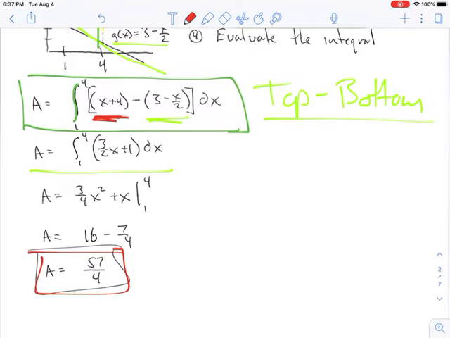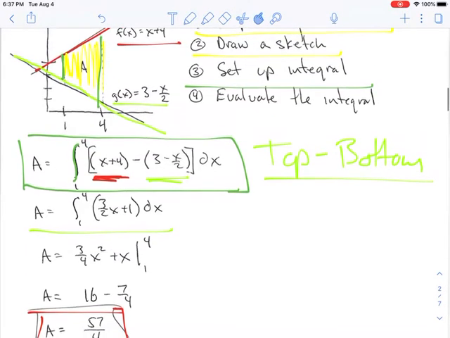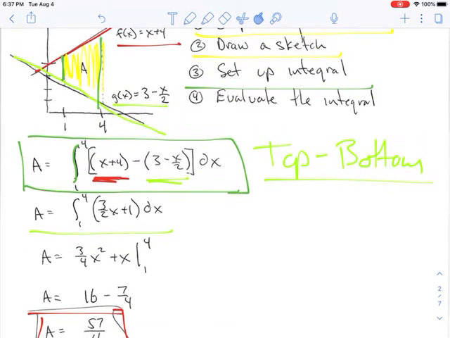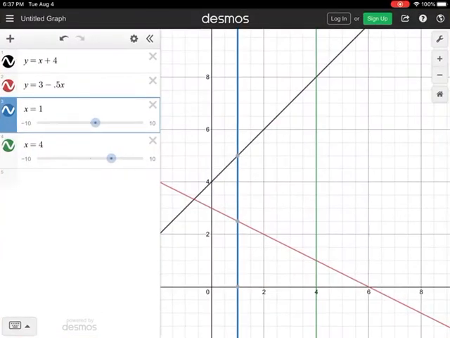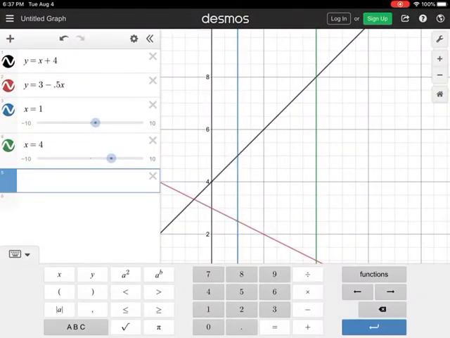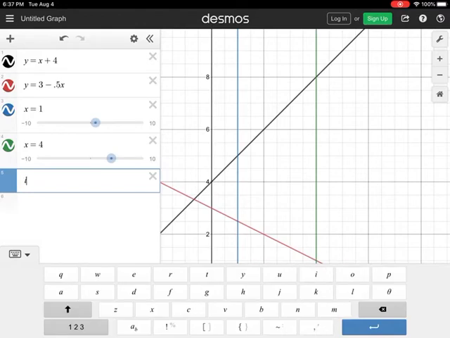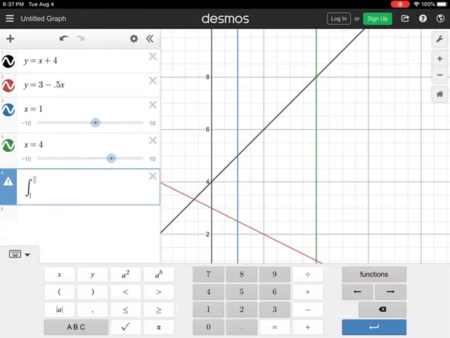Now I'm going to show you a nifty way that you can check this using Desmos. And so to do this, let's go back to Desmos. I'm going to write INT. INT gives you the integral sign. And we are integrating from 1 as my lower bound. My upper bound is 4. And then let's put a parenthesis in here. Actually, we need 2 parentheses.